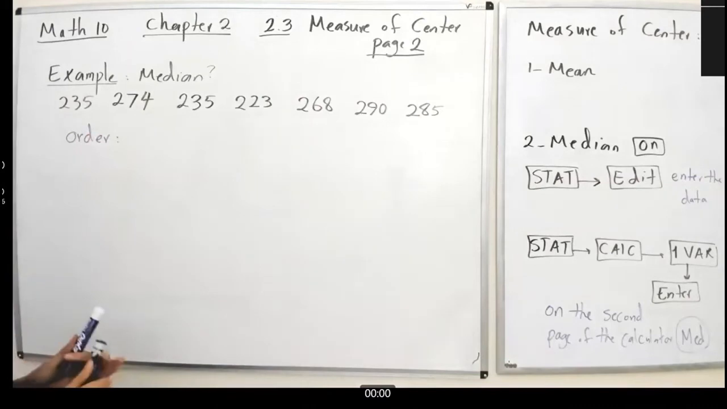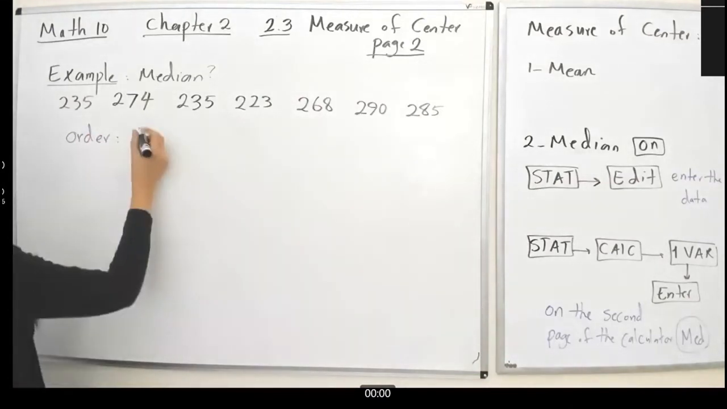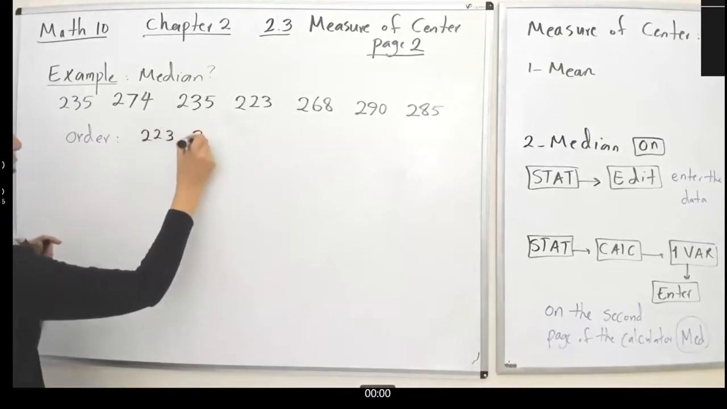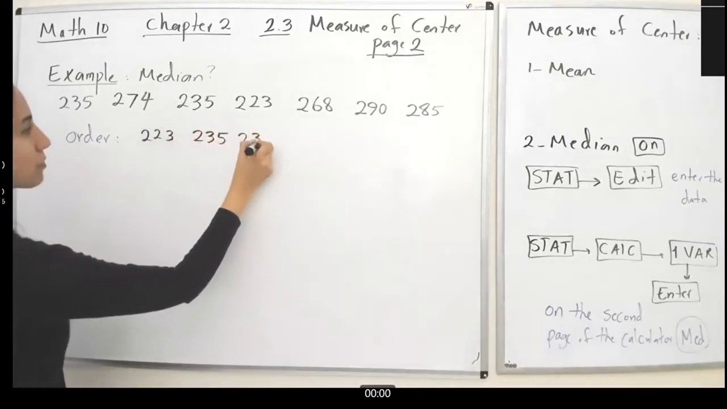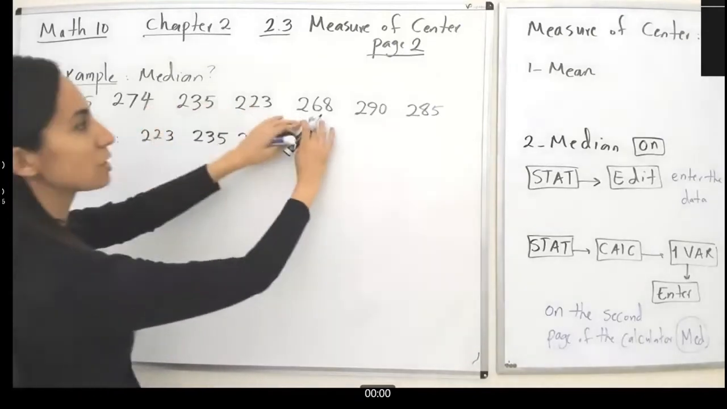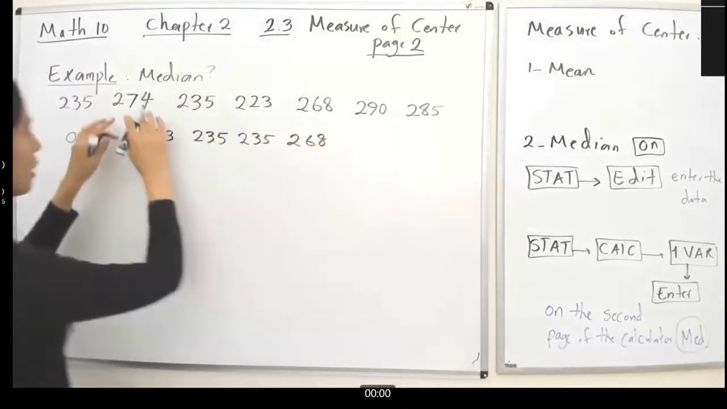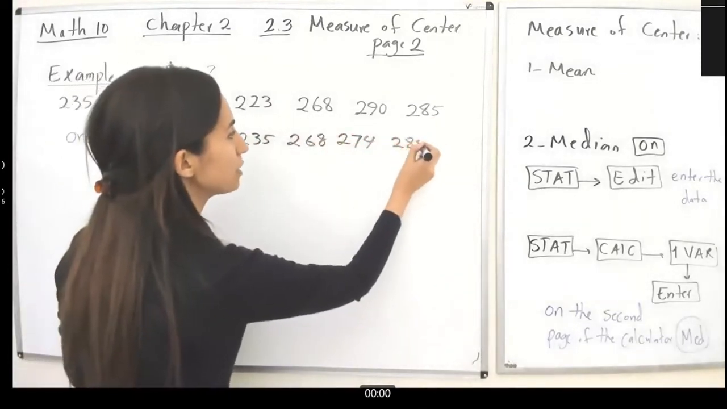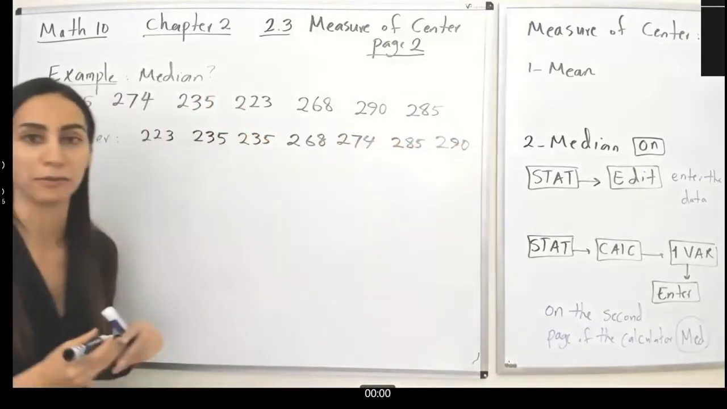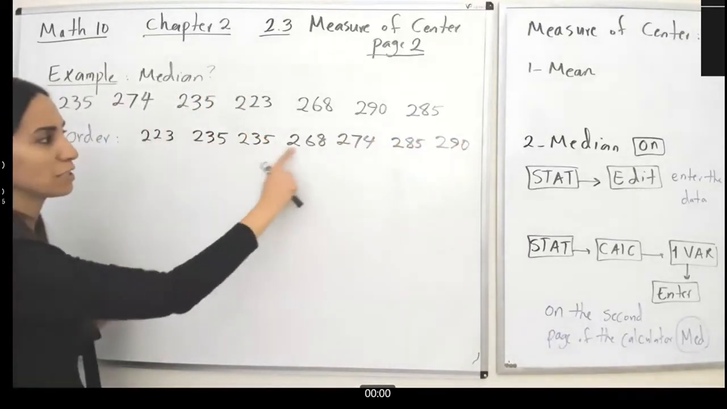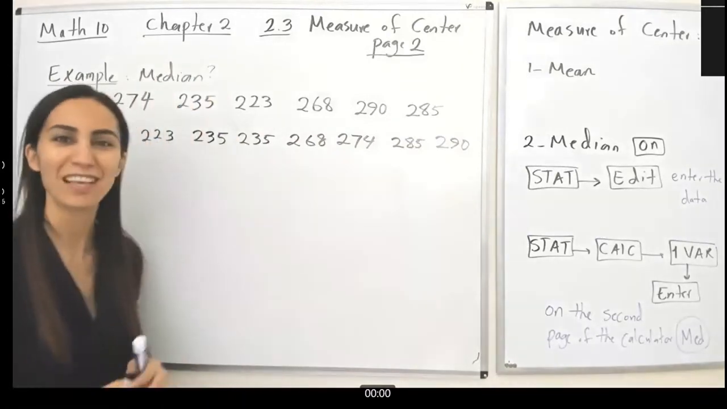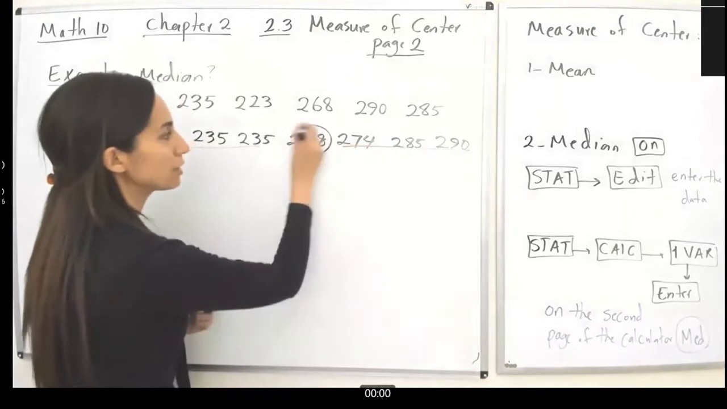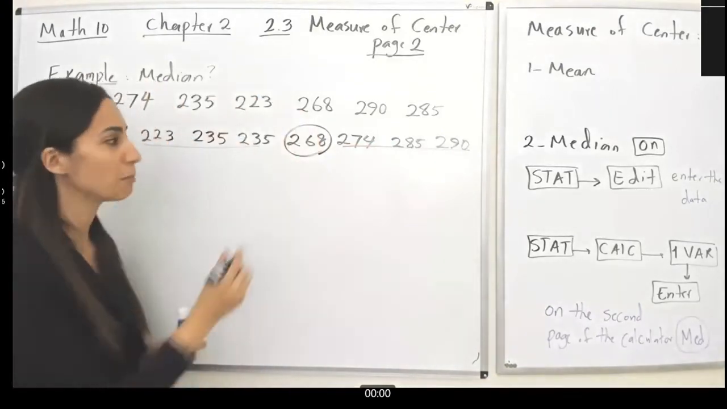If you write them in order, the smallest number is 223. Then you have 235. I have two of them. Then I have 268, then I have 274, I have 285, and 290. 1, 2, 3, 4, 5, 6, and 7. So 3 numbers on the left, 3 numbers on the right, 268 is my median.